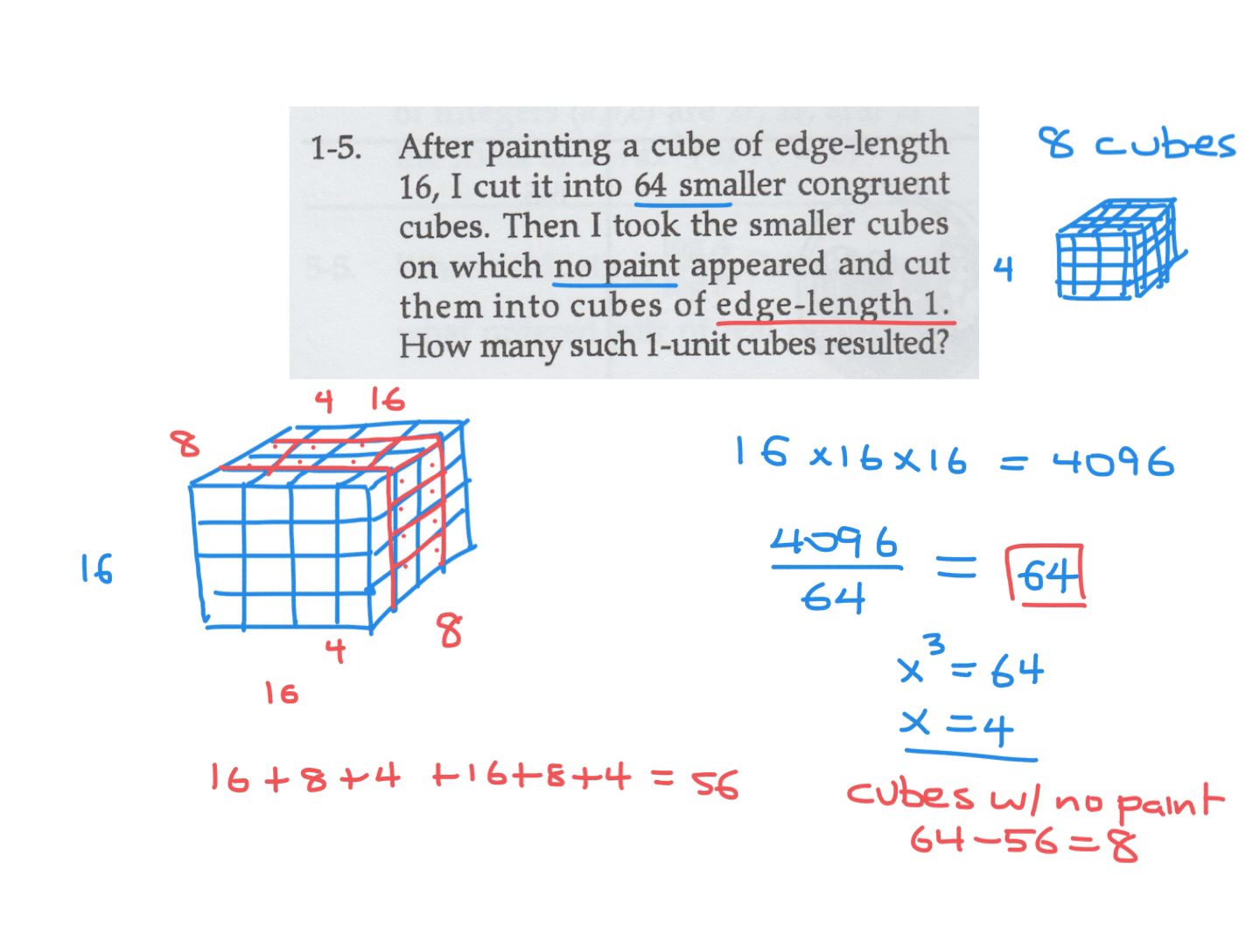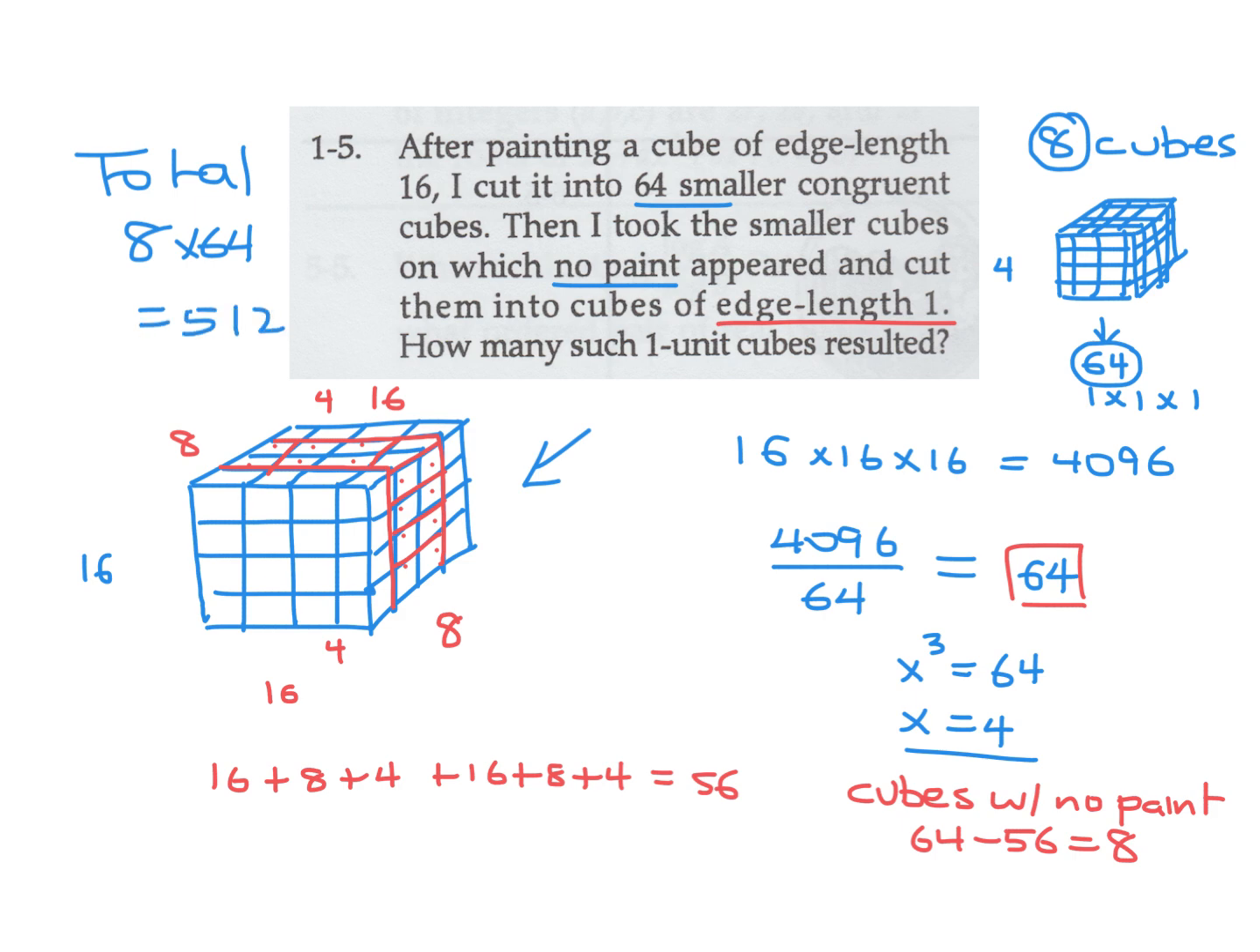This would be 64 cubes of 1 by 1 by 1. It was pretty much the same story as before. So you have 8 cubes, each of them cut up so that it becomes 64 small cubes. The grand total will be 8 times 64, and that, I believe, is 512. So a little bit of thinking involved, but it isn't too bad.